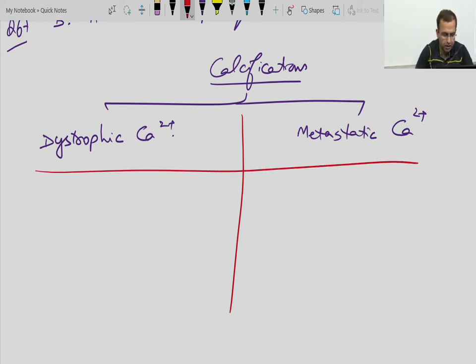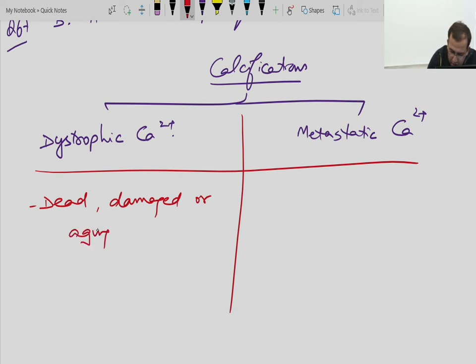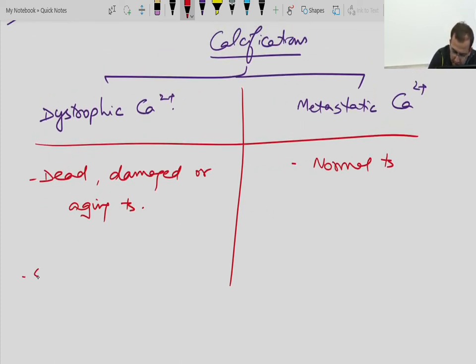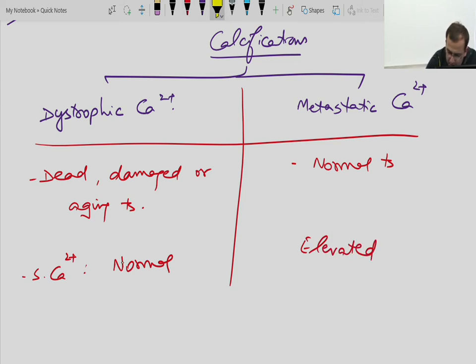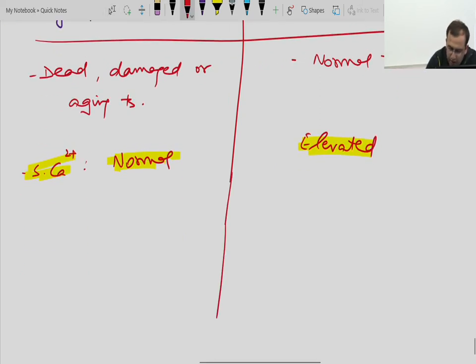Let us see the differences between the two and make a table here only. Dystrophic calcification is seen in dead, damaged or aging tissues, versus metastatic calcification, which is seen in normal tissues. Next point, serum calcium levels. They are normal in dystrophic versus elevated in metastatic calcification. Extremely important.